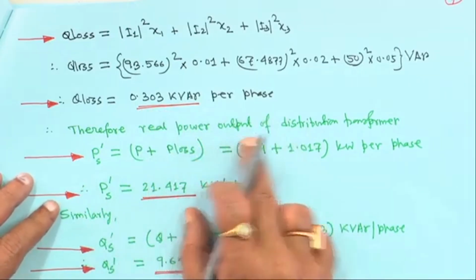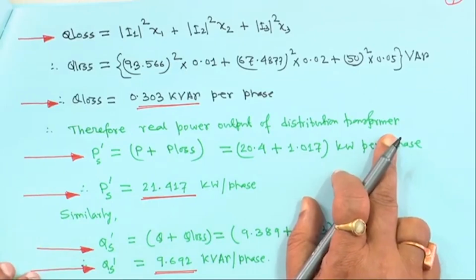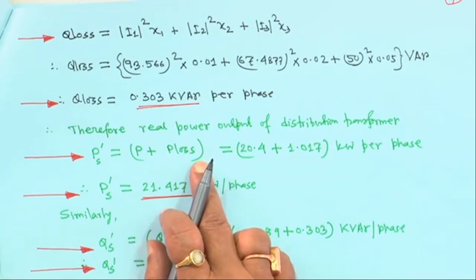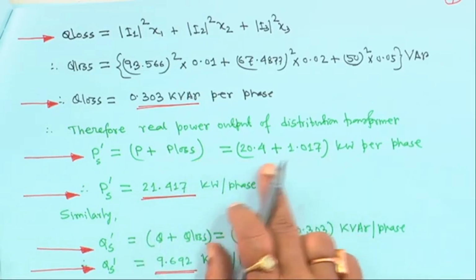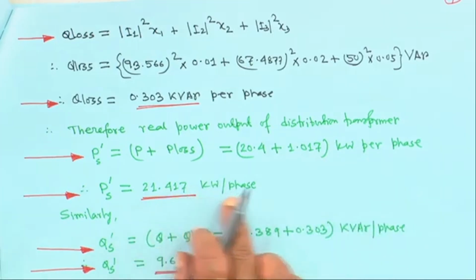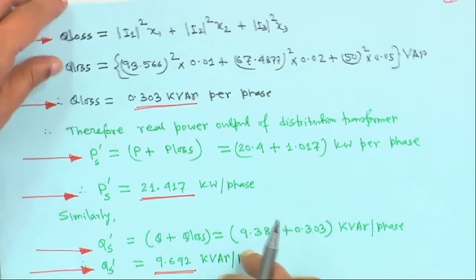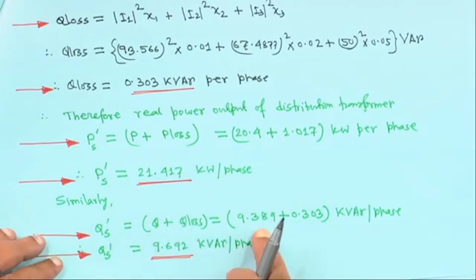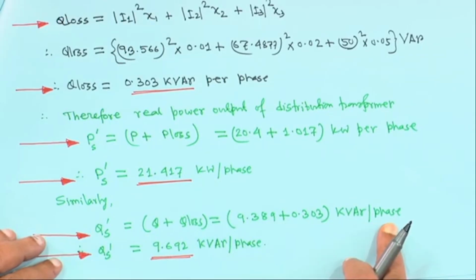Therefore, the real power output of the distribution transformer, say PS dash, should be P plus P loss, because it has to supply load plus loss. So it is 20.4 plus 1.017 kilowatt per phase, that is 21.417 kilowatt per phase. Similarly, reactive power will be Q plus Q loss, 9.389 plus 0.303 kilovar per phase. That means QS dash is equal to 9.692 kilovar per phase. So, this is PS dash and this is QS dash.